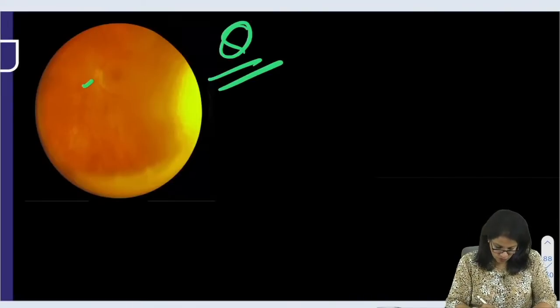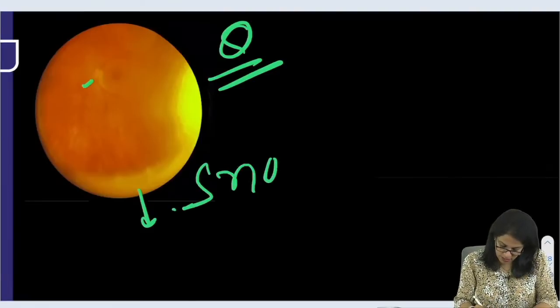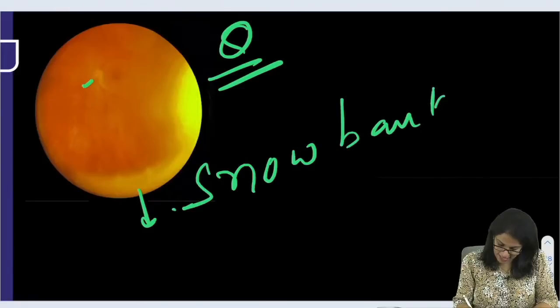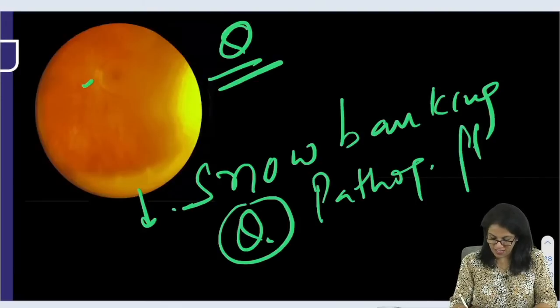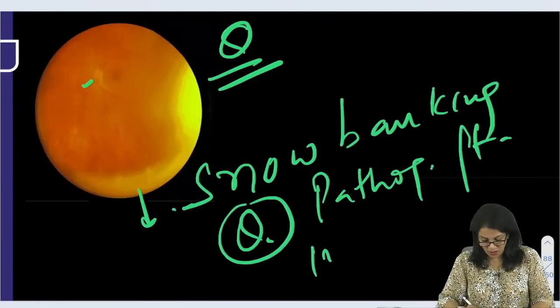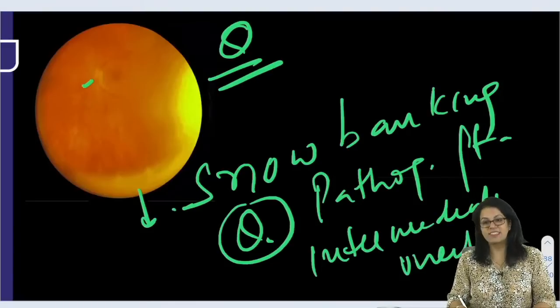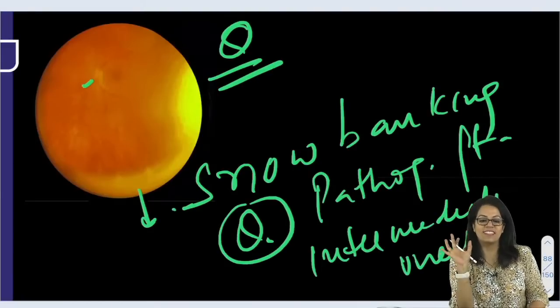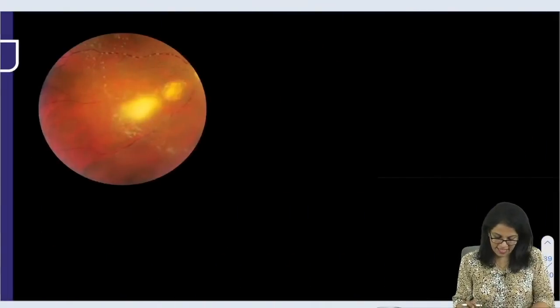But what I am more focused on is the periphery. What is this deposition? This is what is snow banking. Important question. It is a pathognomonic feature of intermediate uveitis. Very good Avantika, this is snow banking, correct.